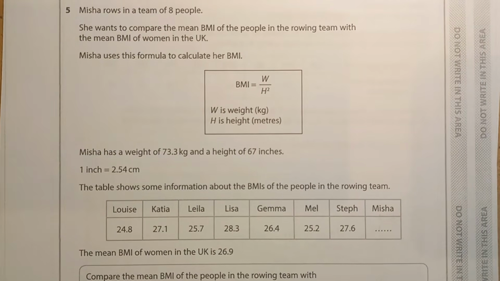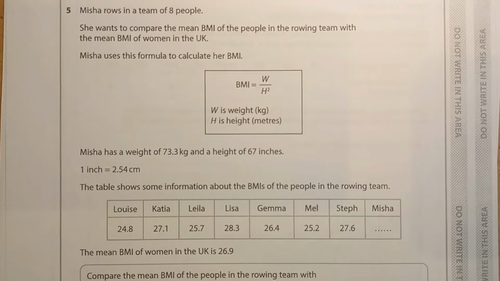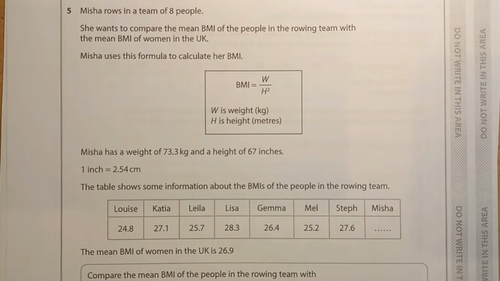Okay. Question 5. Misha rows in a team of 8 people. She wants to compare the mean BMI of the people in the rowing team with the mean BMI of women in the UK. Misha uses this formula to calculate her BMI.